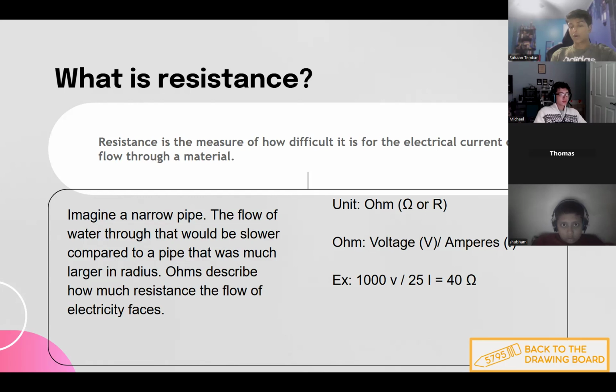So again, an ohm is measured by voltage divided by amperes. Voltage V and amperes I, we talked about those previously. An example of this would be 1000 volts divided by 25 amperes, which is equal to just 40 ohms. When you're making much larger circuits where you have much more energy flowing through, you'll also need much more resistance, or maybe less resistance depending on what you're making. But there are also different versions, like kilo ohms or deca ohms. All of these exist, just like the metric system. So that's something to keep in mind.